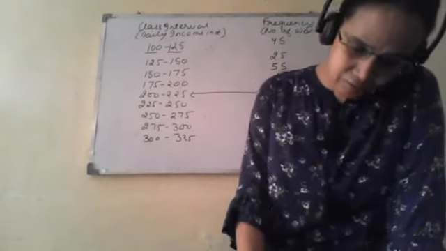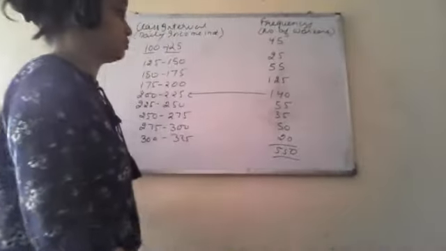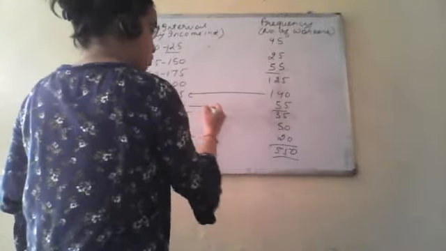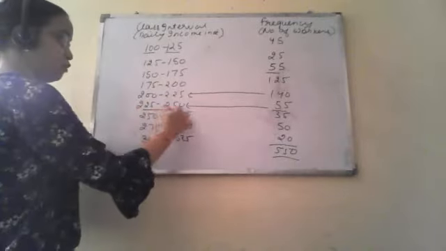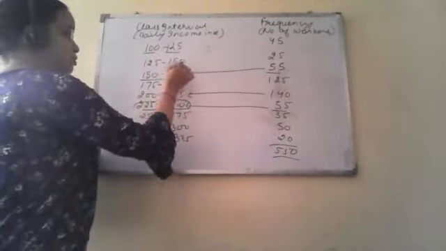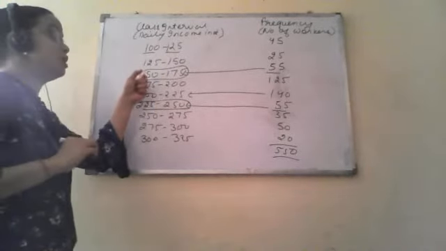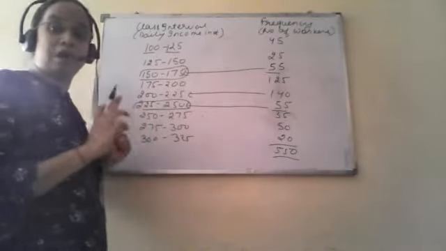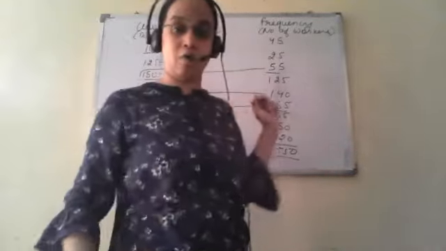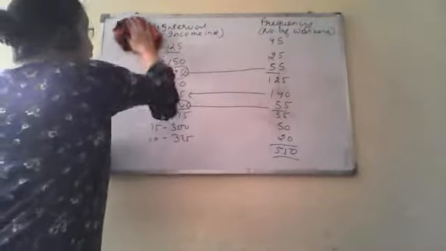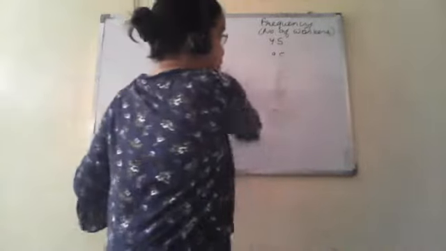Which two classes have the same frequency? Look for the same frequency. This is 55 and this is 55. The corresponding classes are 225 to 250 and 150 to 175. That means the class intervals 150 to 175 and 225 to 250 have the same frequency. So this is how we have to calculate. Now the next example, in this we have to make a frequency table.